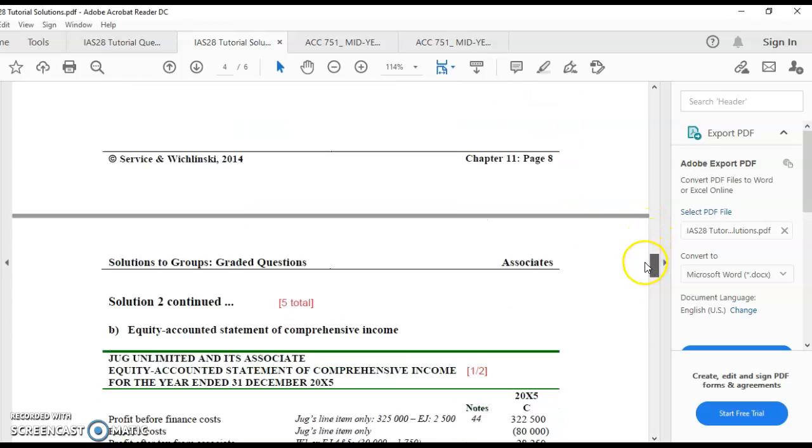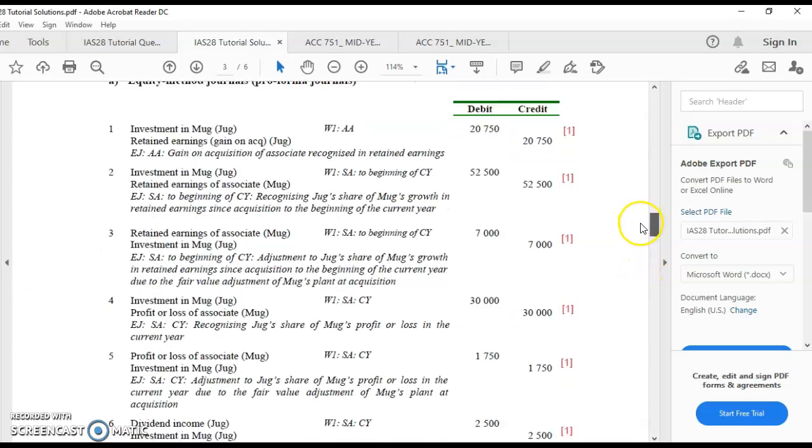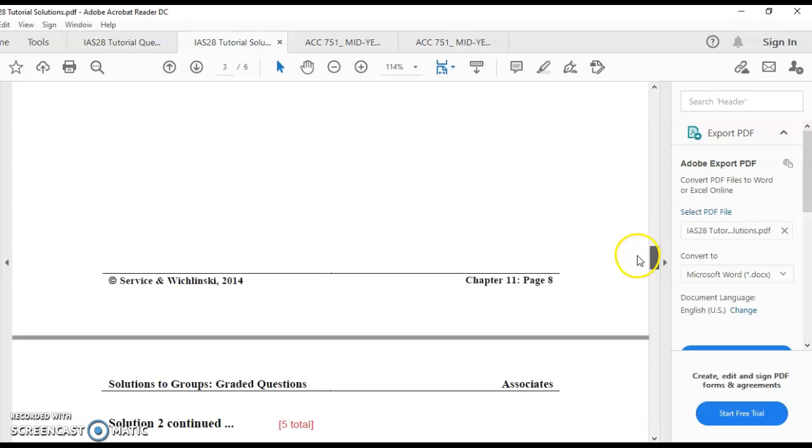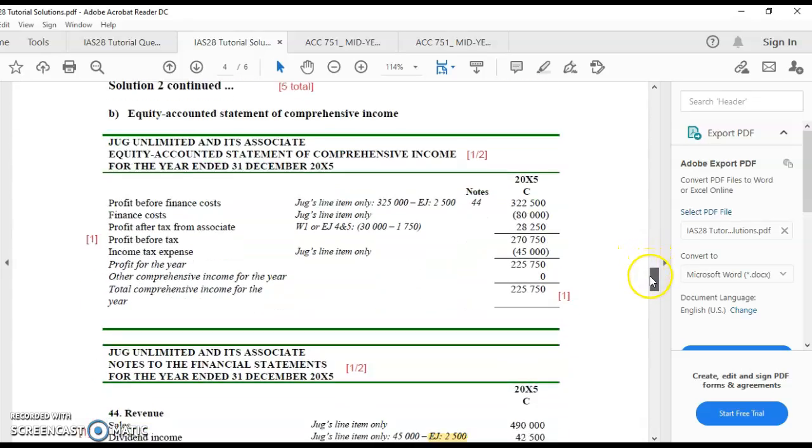Okay, that was all for this recording. In my next recording, I'm going to do all the financial statements required, B, C, and D.